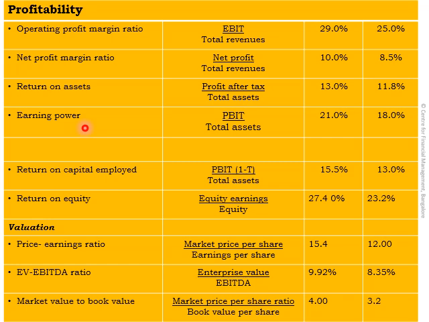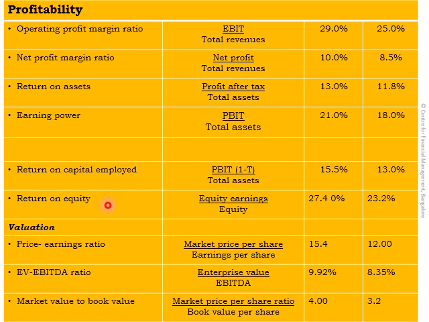Earning power is defined as profit before interest and tax, which is the same as earnings before interest and tax, divided by total assets. Return on capital employed is defined as profit before interest and taxes multiplied by 1 minus tax rate divided by total assets. The numerator of this ratio is also referred to as net operating profit after tax, or NOPAT.